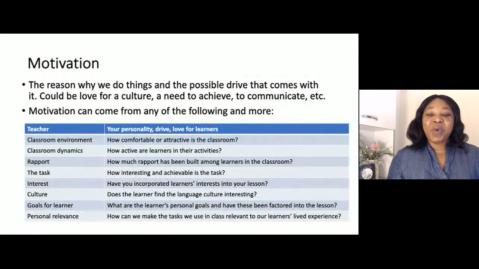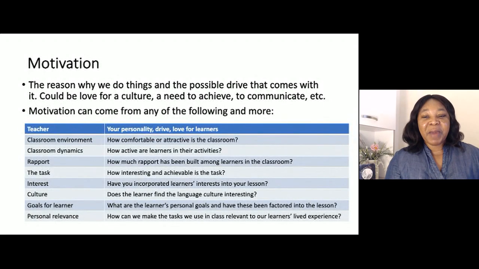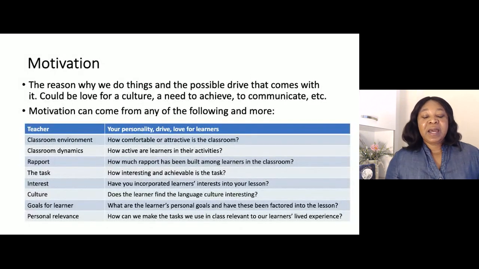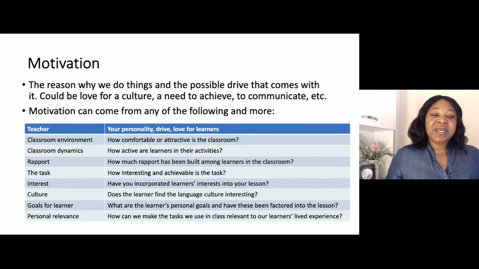Motivation is another important thing that you need to remember in the TKT. We're going to look at some of the exam's sample questions. My motivation is my reason for doing anything. I may want a promotion. I may want my salary to increase. I may want to be known amongst my peers.